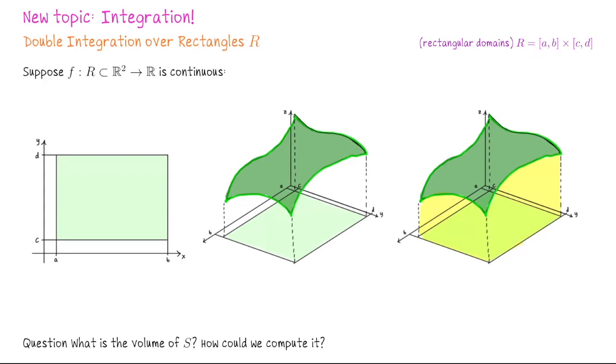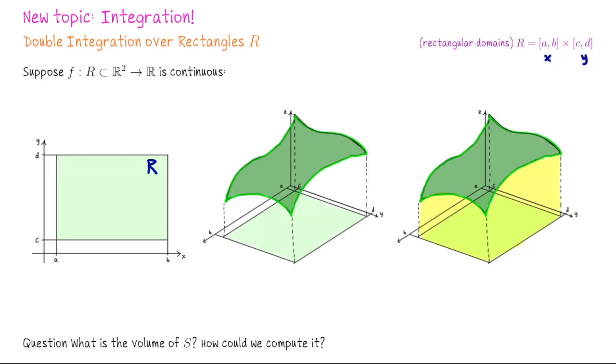So here, [a, b] cross [c, d] means that x comes from the interval a to b, so a is less than or equal to x is less than or equal to b, and y comes from the closed interval from c to d. So that's what I've tried to sketch over here in the xy plane. This is the rectangle R. We're going to first start by assuming that we have a continuous function over R.